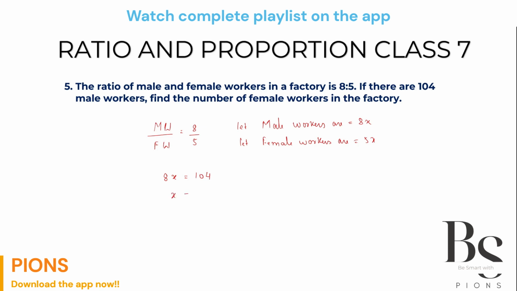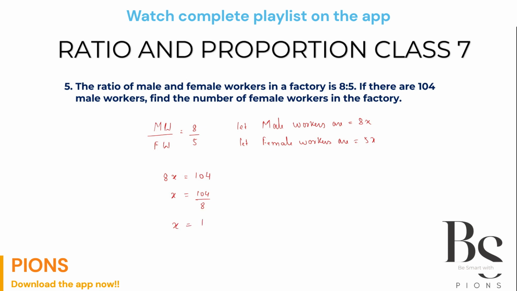So what will be x? Our x will be 104 divided by 8. Be very careful, sir. Why didn't you divide 8x by 5x? If you divide it, you will again get 8 by 5. No sense in doing that. But if the value of male workers is given straight away as 104, you will directly find it. So we will divide it. What will we get here?